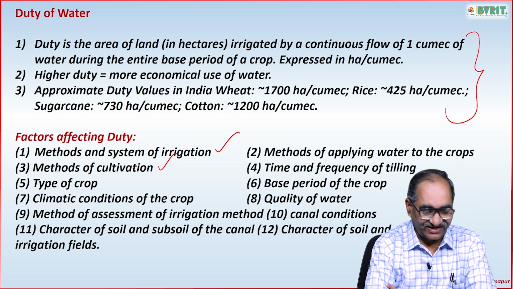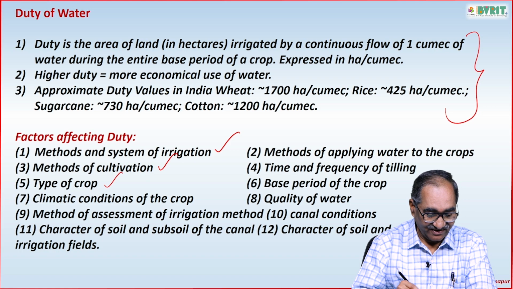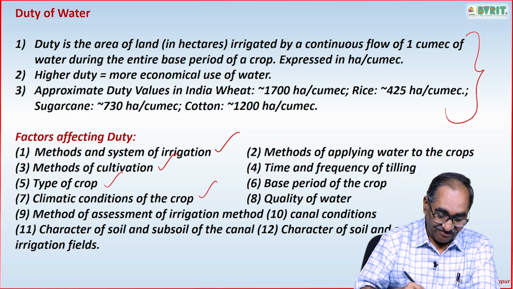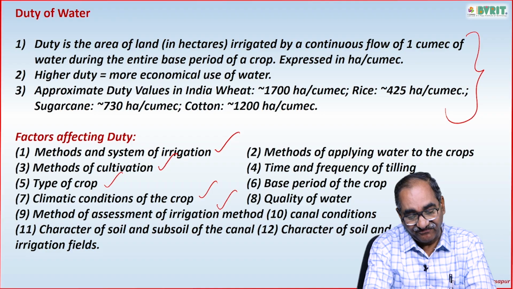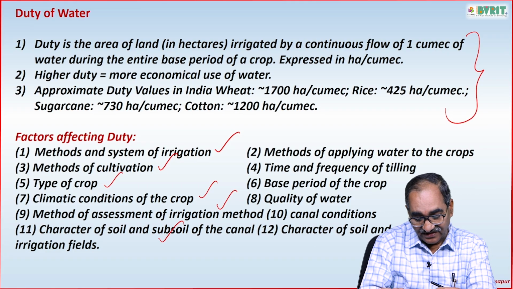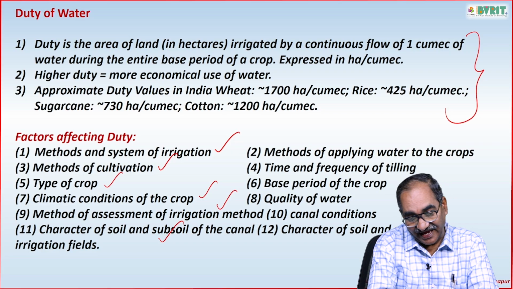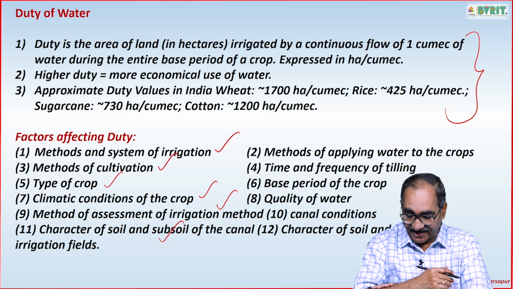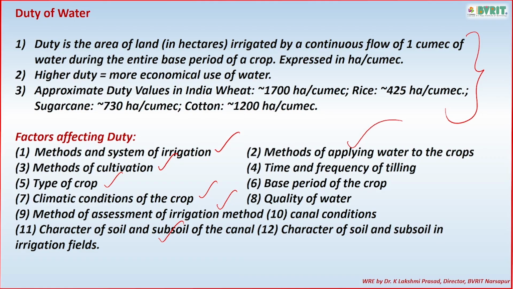Methods of cultivation, type of crop you are growing, climatic conditions of the crop, method of assessment of the irrigation, and characteristics of the subsoil and soil of the canal from where the water is being obtained, method of applying water to the crops, time and frequency of tilling, base period of the crop, quality of water, canal condition, character of soil and subsoil in the irrigation field. So one after the other, let us discuss.